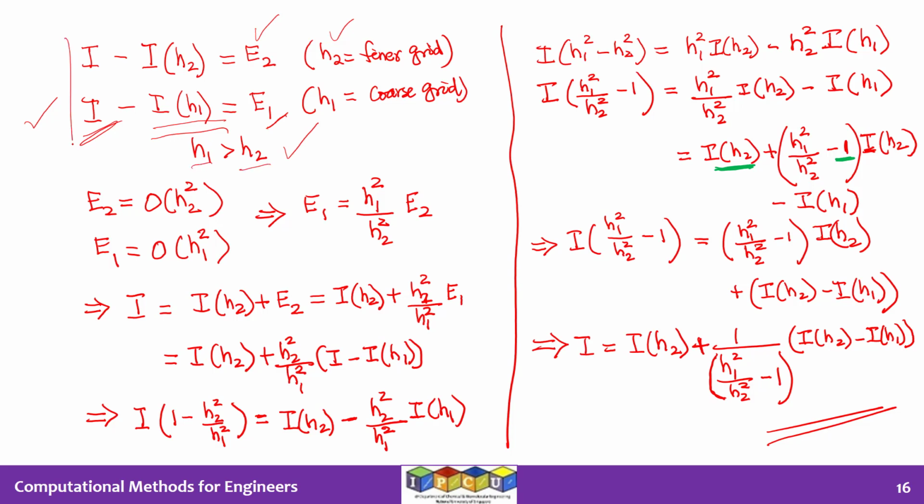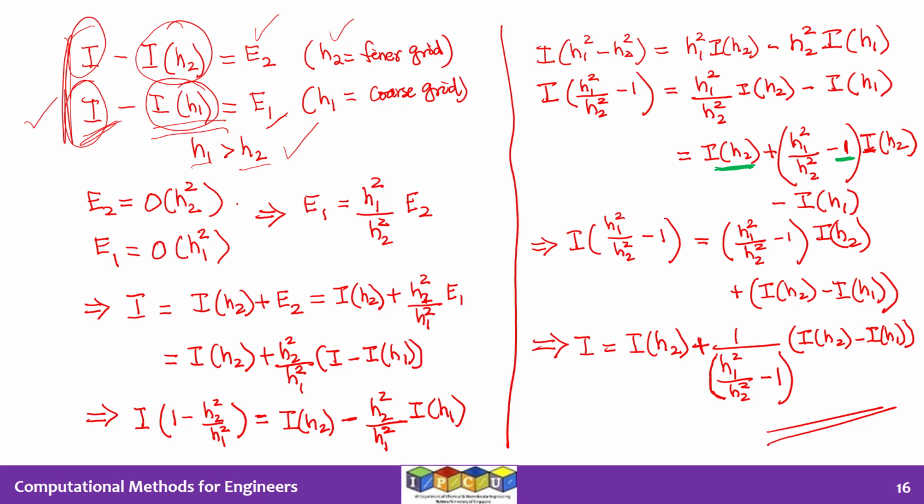So the first two things are expressions for the error in terms of the true value of the integral and the estimates obtained with step sizes of H2 and H1 respectively. Now for trapezoid rule we know E2 is of the order of H2 squared. E1 is going to be of the order of H1 squared because error for trapezoidal rule is of the order of h squared.